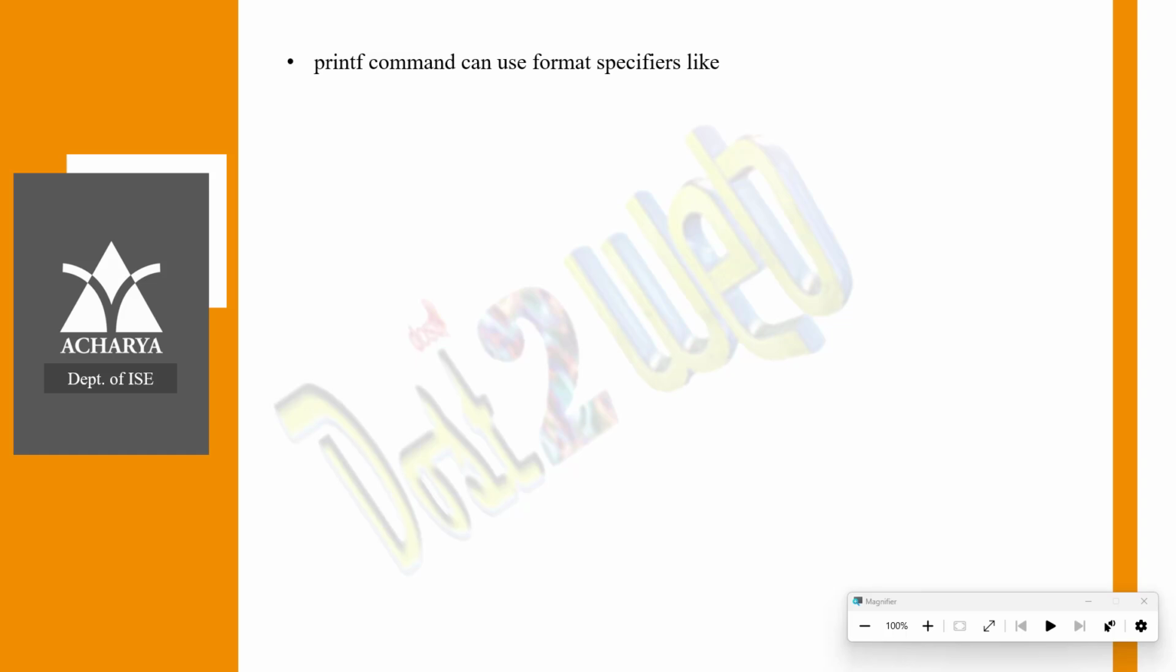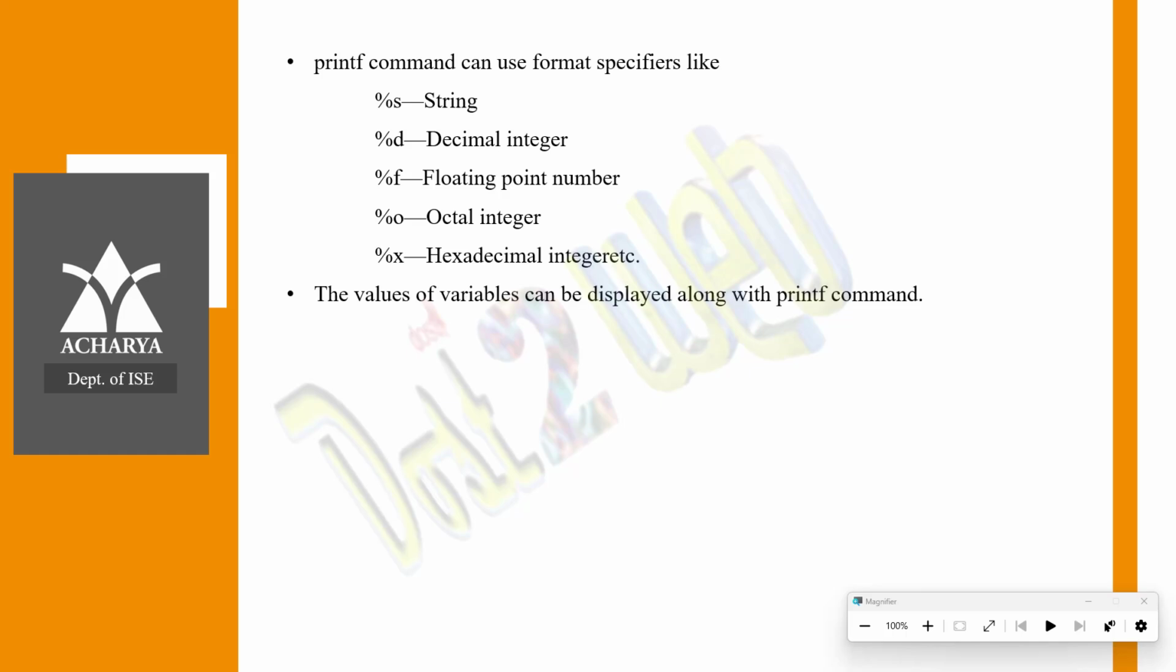The printf command can be used to format a specifier, as you have already used in other programming languages. In the same way here you can use %s, %d, %f, %o, %x, right? All this you can use. And the value of a variable can be displayed along with the printf command. Here is the example. If you write printf "current shell is %s\n" $SHELL, give this command and see what result you are getting.